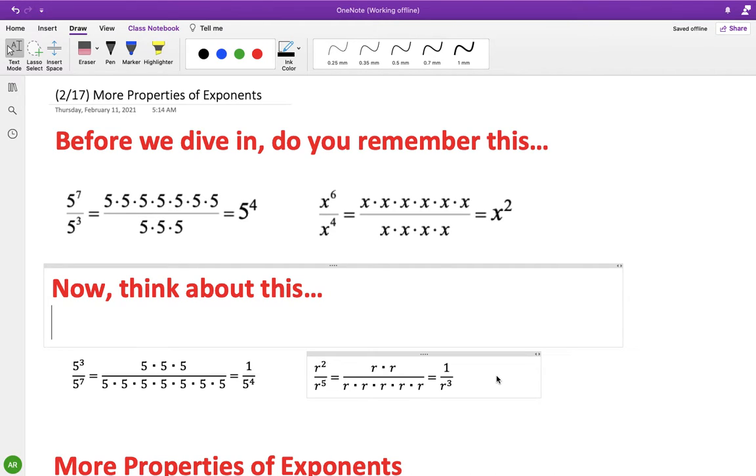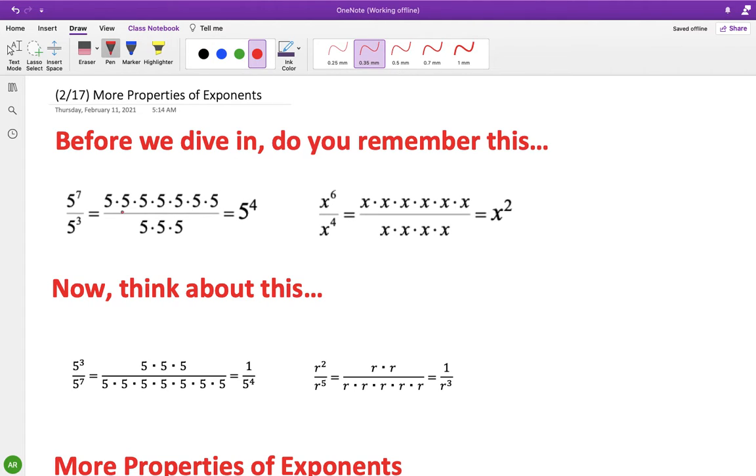So you've already seen that top thing. 5 to the 7th power divided by 5 cubed, we could rewrite as 5 times 5 times 5 times 5 times 5 times 5 times 5 divided by 5 times 5 times 5. That's a lot of 5s, which equals 5 to the 4th. If you remember, how that works is these 3 on the bottom cancel out 3 on the top, leaving us with 4 5s, hence 5 to the 4th. Same thing over here with the x's. The 4 on the bottom cancel out 4 on the top, leaving us with 2, or x squared.